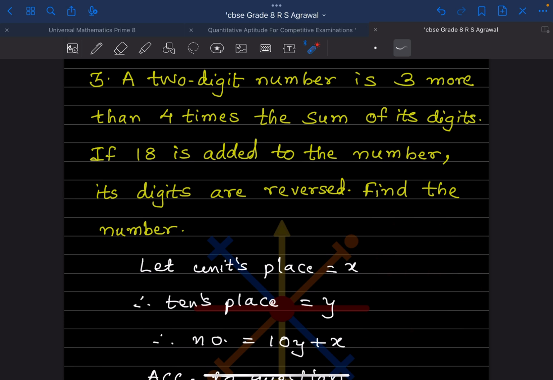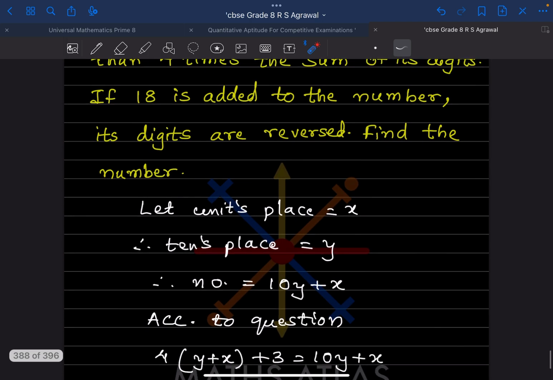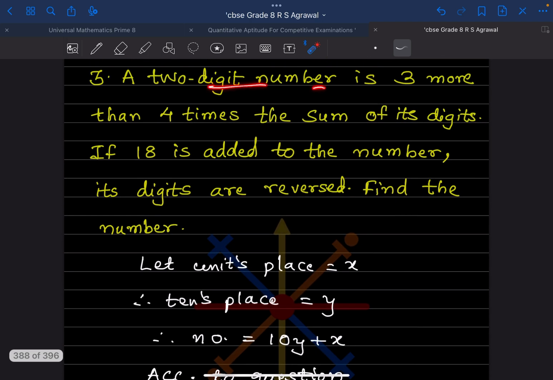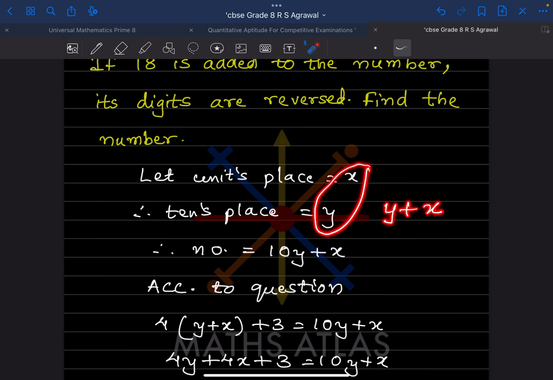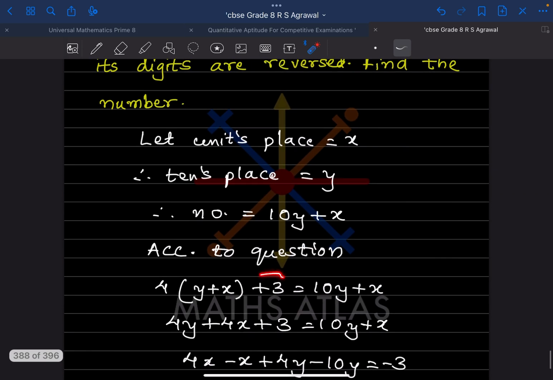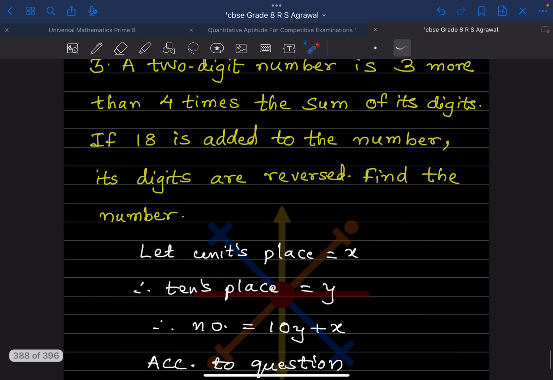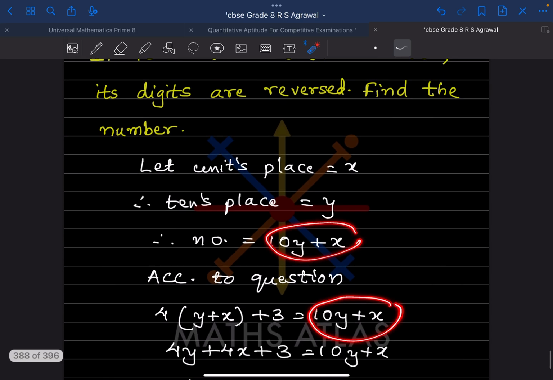So now let us see the other step. According to the question, what did they say? The two-digit number is 3 more than 4 times the sum of its digits. What is the sum of its digits? That is x plus y. This will be y plus x, because the tens place and the unit place are considered. So 4 times y plus x and 3 more, so you are going to add 3 to it. And this is the number, so it is equal to 10y plus x.